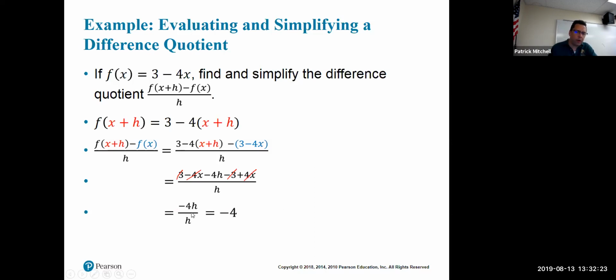And what I was starting to say a moment ago is if you play your cards right, every single term on top should have an h in it. And what that allows you to do is to cancel the h's from the top and the bottom. And in this case, it just leaves me with a -4. And I should put a disclaimer on this that the only time I'm allowed to cancel that h is when h is not 0. It's not a big deal if you don't remember to say this, but I'm going to try to remember to say it.